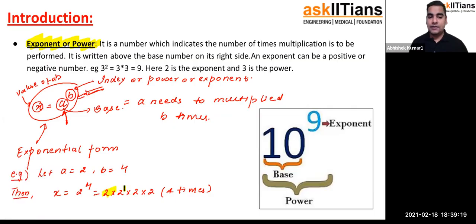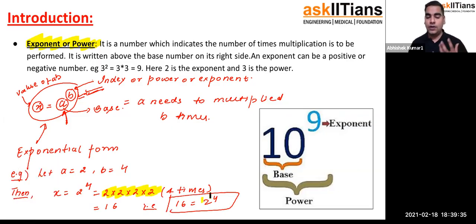Okay, so if I multiply 2 into 2 into 2 into 2, that is, if I multiply 2 4 times, I'm bound to get 16. So this form that I got here, 16, which is equal to 2 raised to the power 4, this form is the exponential form, and the result or the answer which I got after evaluating 2 raised to the power 4, that is 16. So that's your answer to this problem which I have taken.